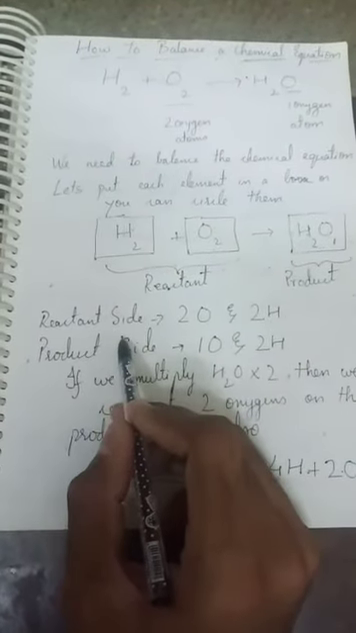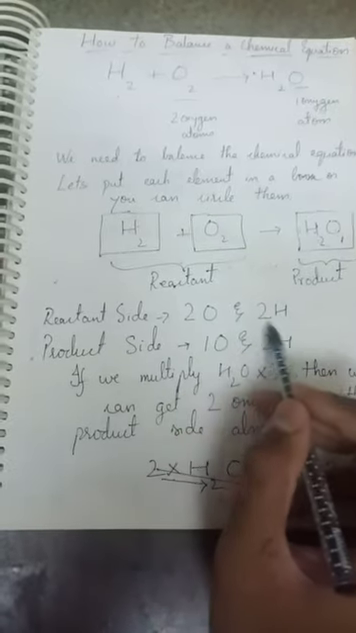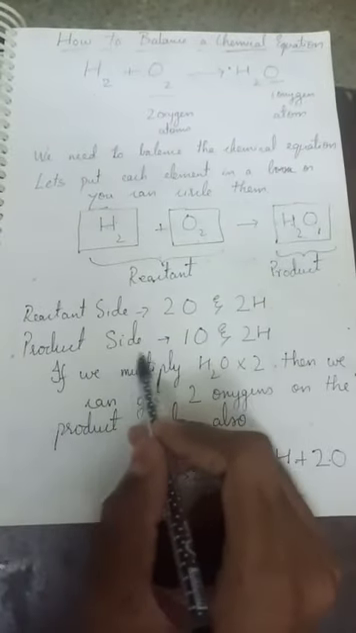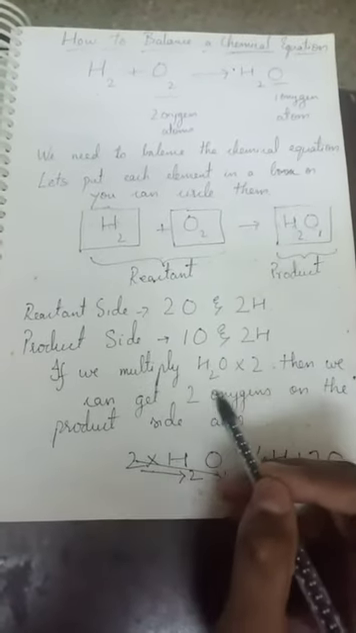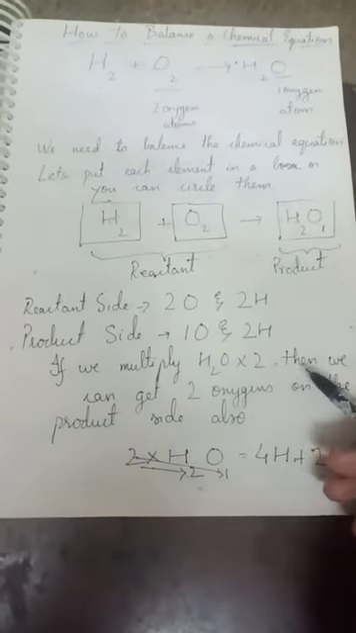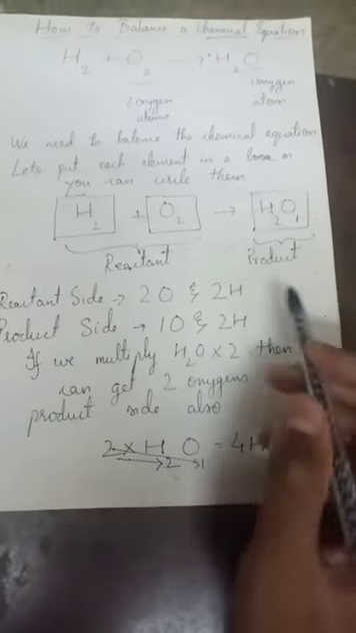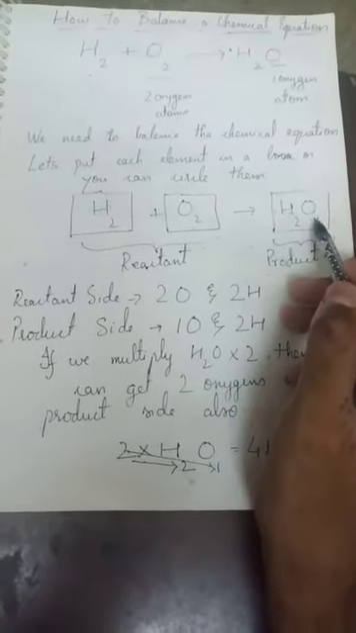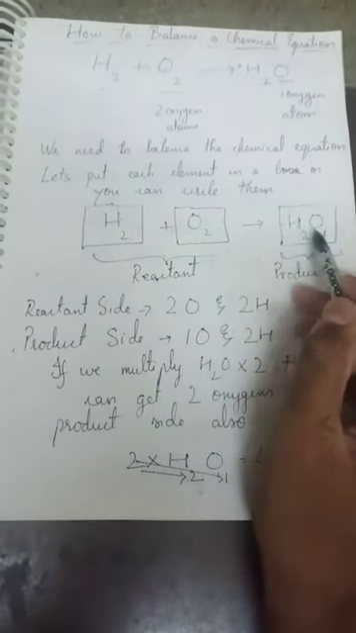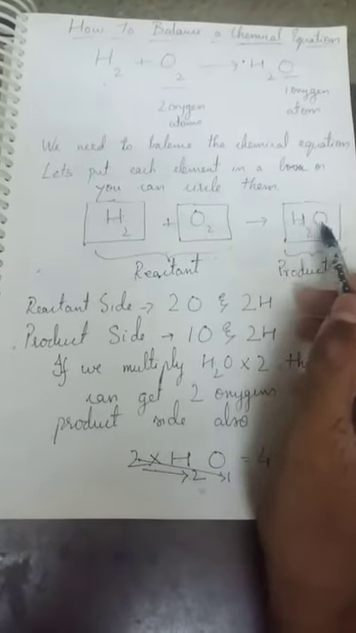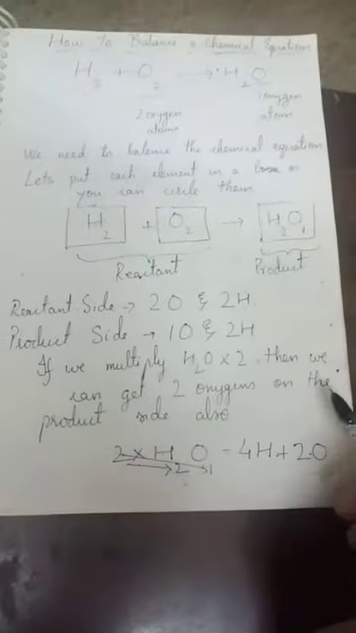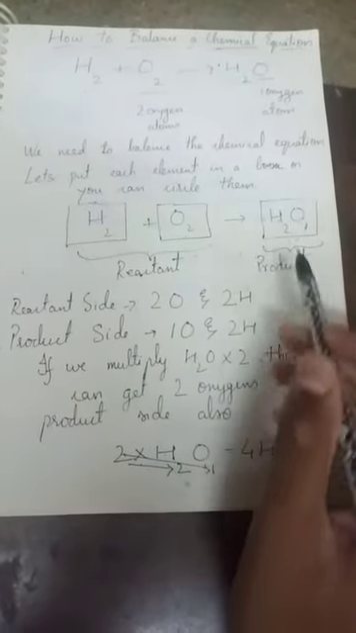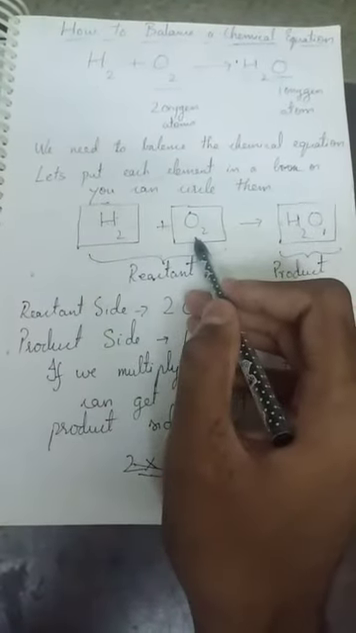See here, on the reactant side, we have two oxygens and two hydrogens. But on the product side, we have only one oxygen and two hydrogens. So if we multiply H2O by 2, then we can get two oxygens. Our aim is to get two oxygens first. So to get two oxygens, obviously you need to multiply this whole product, water, by 2. So you will get two oxygens on the product side also, same as the reactant side.